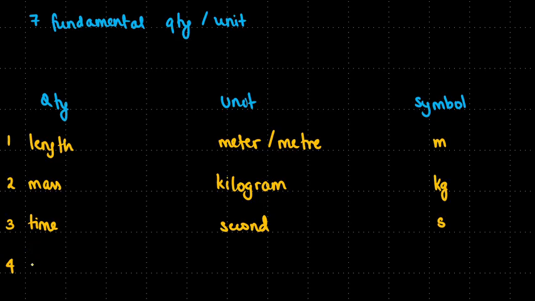Okay, the next one is temperature, which is in Kelvin, and its symbol is capital K. It's not small k, it's capital K. So these are the most common fundamental units that you will see, but there are 7 of them. So let's write the other 3 of them. Let's write quantity, unit, and symbol.